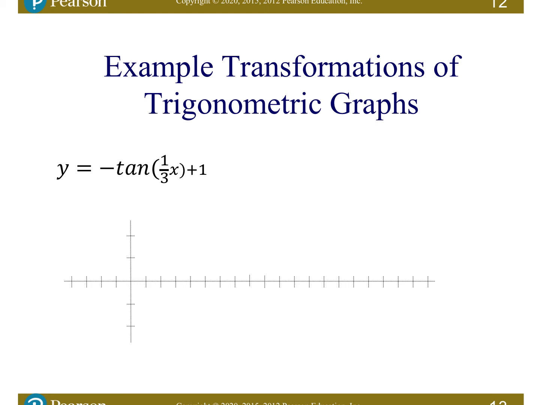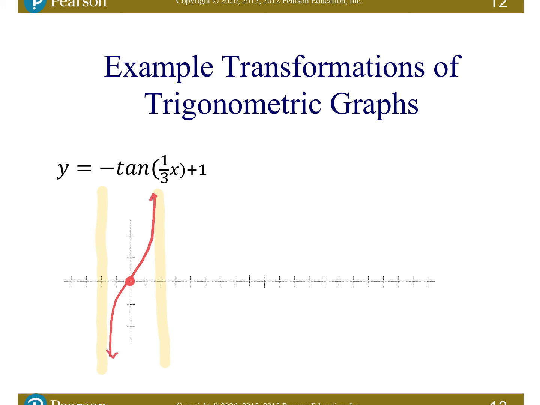So let me start with a sketch of tangent. Tangent normally goes through the origin, and it has asymptotes on either side. I'm going to put my asymptotes equally spaced on either side of the x-axis. You could spread those out a little bit more if you wanted to, as long as they were equally spaced. And a normal tangent is going to come up through the origin, going from left to right, increasing and going up.